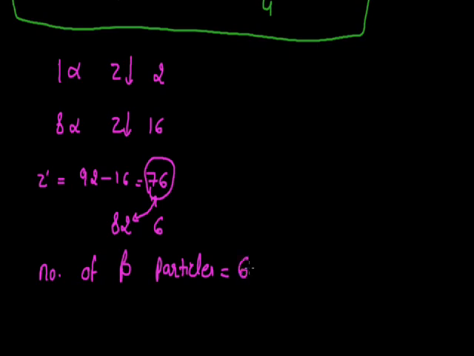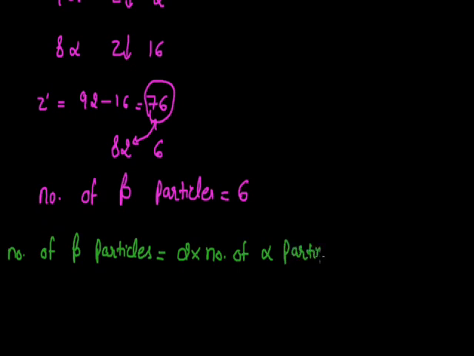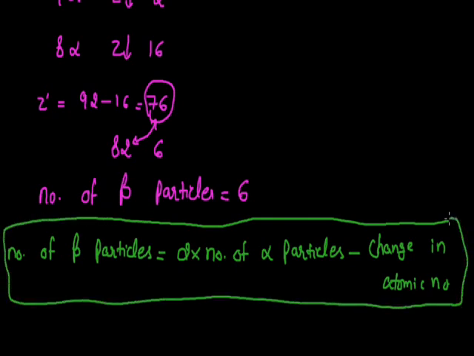We can solve this kind of questions using this concept, but if we are to solve this fast, then we can also use a formula to calculate the beta particles that is based on the concept we have read just now. The number of beta particles is equal to 2 into the number of alpha particles minus the change in atomic number. That is the formula we can apply to calculate the number of beta particles. And if we do not want to apply this formula, we can use the simple concept we have read before to calculate the number of alpha and beta particles.